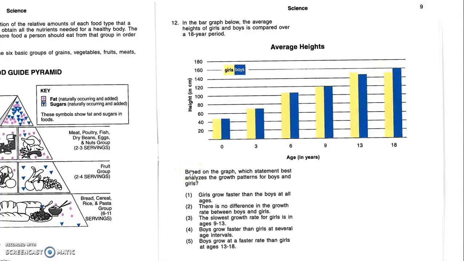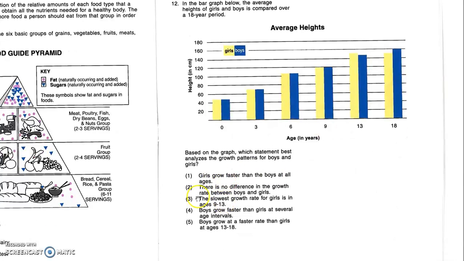Based on the graph, which statement best analyzes the growth patterns for boys and girls? Girls grow faster than boys at all ages. So we have a look. Same, more, less. So not faster at all ages. So not number 1. There is no difference in growth rate between boys and girls. So if we go up here for 0 to 9, this statement is true, whereas here we have a difference.